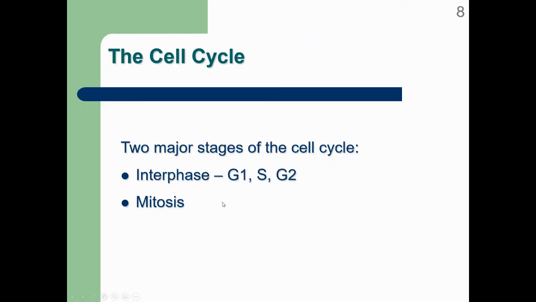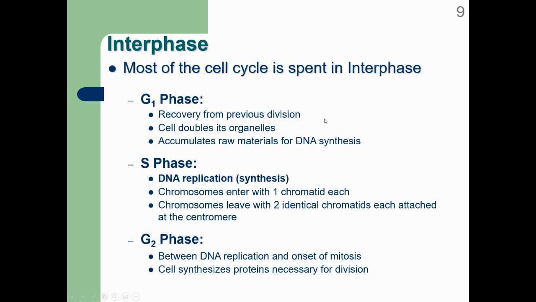So my two major stages are interphase and mitosis. Interphase is everything where we're not dividing the nucleus or the cytoplasm. So G1, S, G2. And then mitosis, and I'll put cytokinesis as a subset of mitosis, but mitosis is nuclear division. I divide my nucleus. So if we look at the timing, most of the cell cycle is spent in interphase because this is where my cell is actually doing its job.